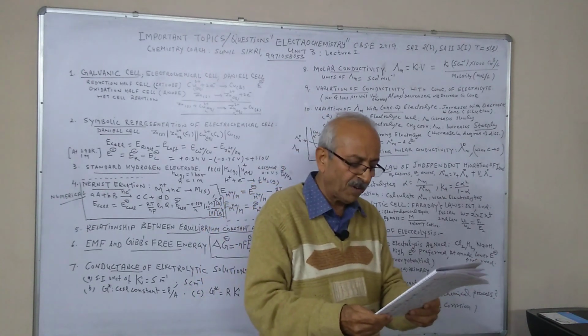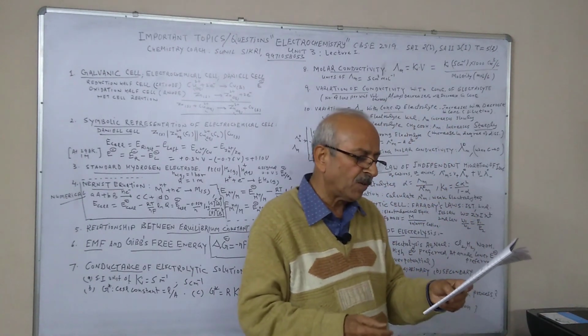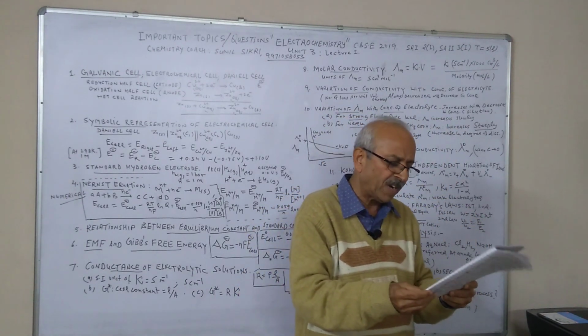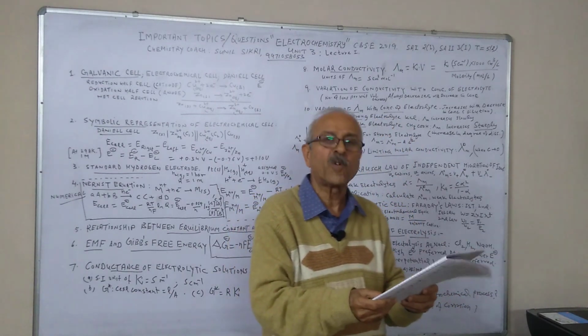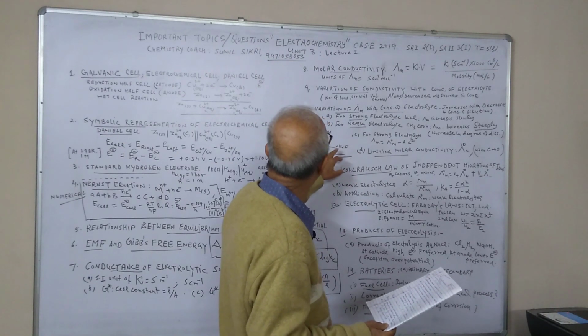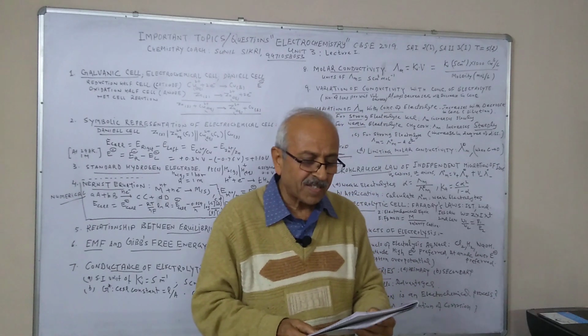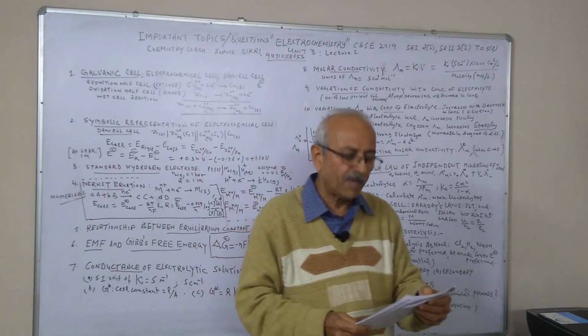They are more efficient, pollution free. Further, solution A and B diluted. Lambda M for A increases 2.5 times, B 25 times, which is a strong electrolyte. You know, for a strong electrolyte, the increase of molar conductivity on dilution is less. Further, why does conductivity of solution decrease with dilution? Because the number of ions per unit volume decreases.